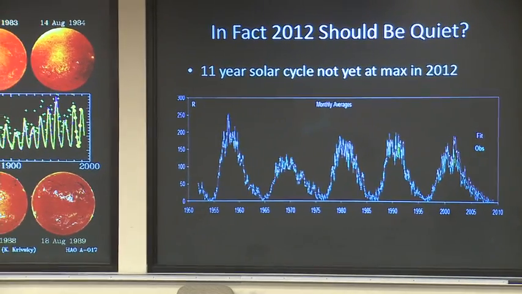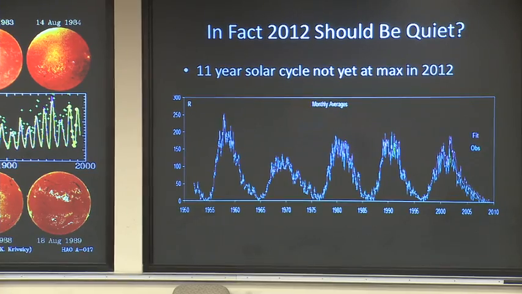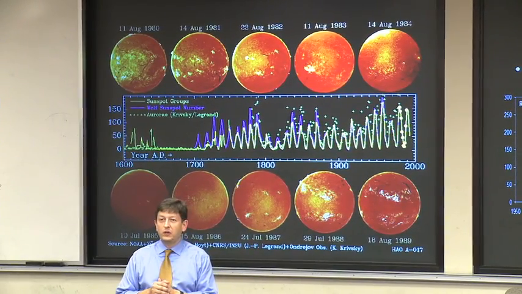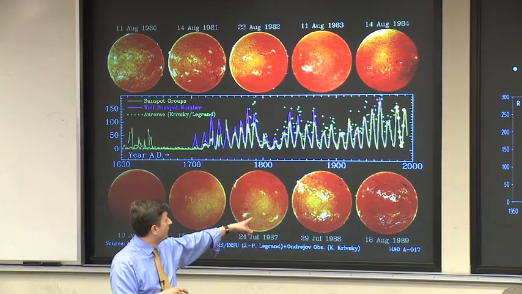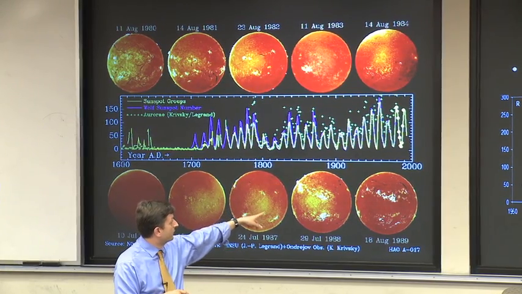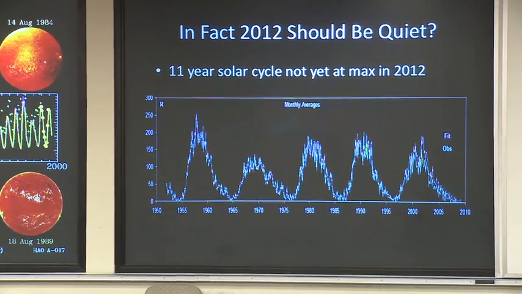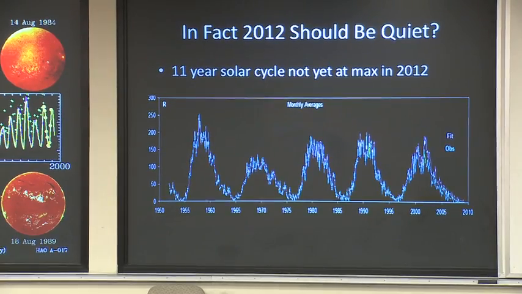Now the good news is, if you're worried about 2012, the sun does this on a fairly regular schedule, and it's not that big. In fact, 2012, if we look at the solar cycle, should be a pretty quiet year. So this is a graph of sunspots versus year, and we had a pretty big year in the early 60s. We had a pretty big year in the early 80s, but 2012, no worries.